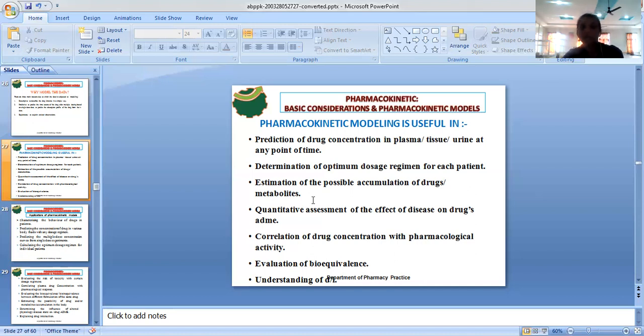And apart from that, the estimation of the possible accumulation of the drug, as well as metabolites. In a multiple dosage regimen, the major disadvantage is accumulation. If you administer the subsequent dose of the drug without complete elimination of the previously administered drug, what will happen? The drug that was administered previously will accumulate in our body. Here, say the initial dose you are administering is 500 mg.